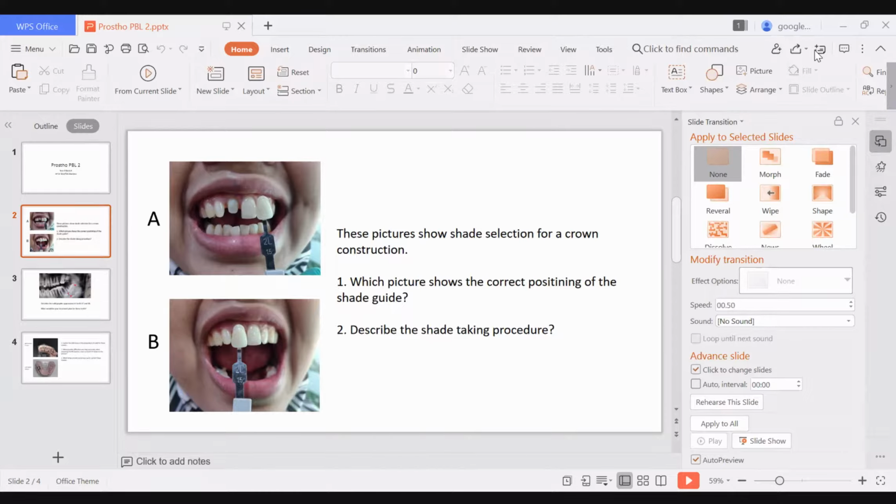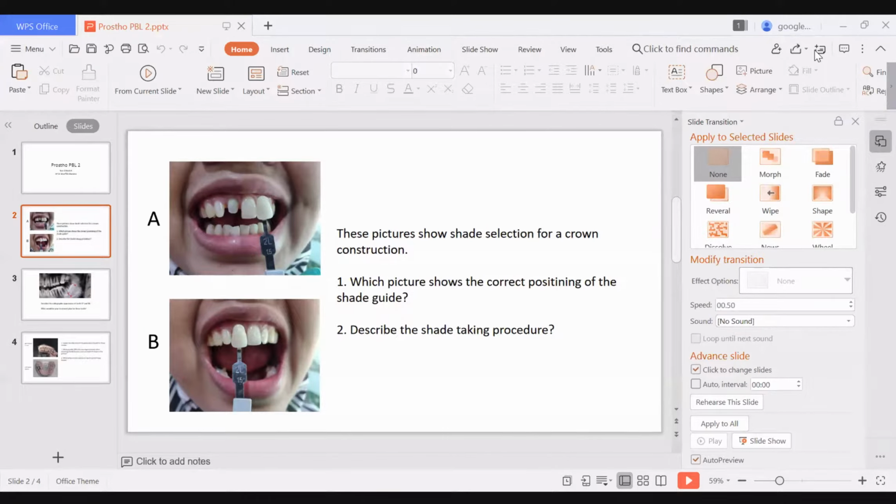Who gave the shade taking lecture? Anybody give shade taking lecture? I think not yet? Not Dr. Aisyah or Dr. Noor? No. Okay, there's no lecture, it's just shown in the clinic. Okay, never mind. Well, it's not so difficult anyway.